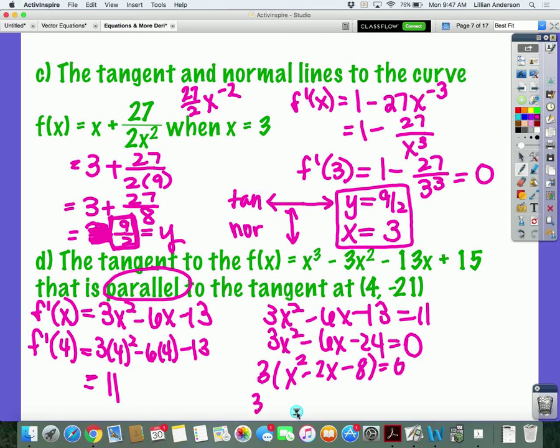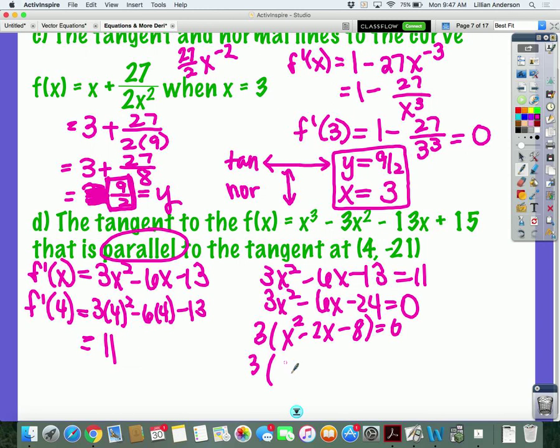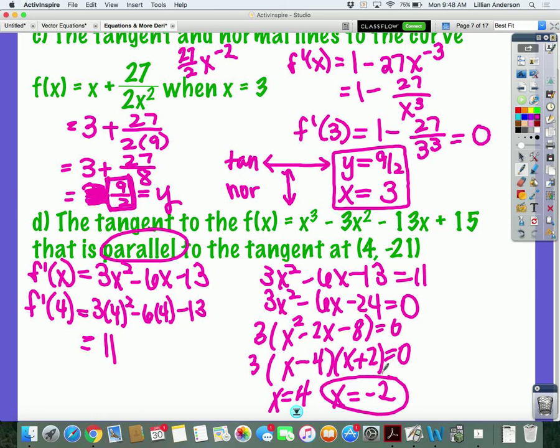When we continue to factor, we'll have x minus 4 and x plus 2. When we set both of these equal to 0, we'll have x equals 4 and x equals negative 2. Now that 4 here is the 4 that was originally given to us in that point. So we don't need to use that one. We're going to use the negative 2, because the negative 2 is going to be the x coordinate for the point of the line that's parallel.